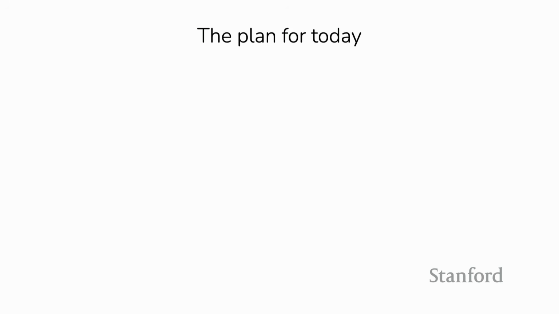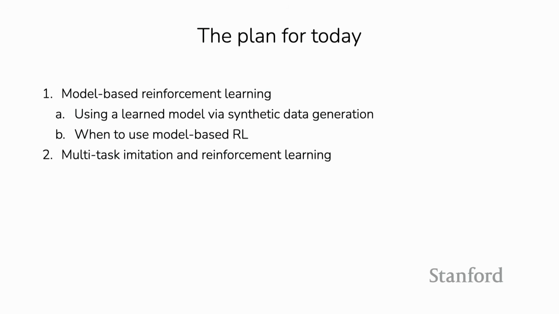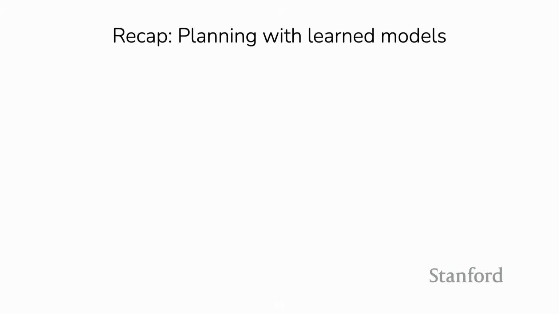Now let's get started. Today we will be finishing up model-based reinforcement learning, specifically a way to use a learned model with synthetic data generation, and when to use model-based reinforcement learning. Then we're going to be talking about multitask imitation learning and reinforcement learning, including ways to condition on tasks, different tasks as goal-reaching tasks, and an approach called Hindsight relabeling, which you'll be implementing. Cool. So let's get back to model-based reinforcement learning.